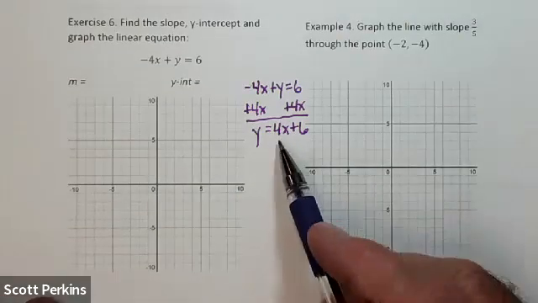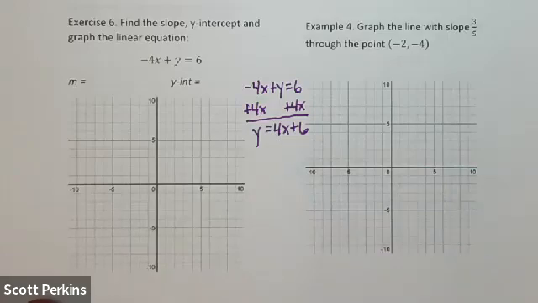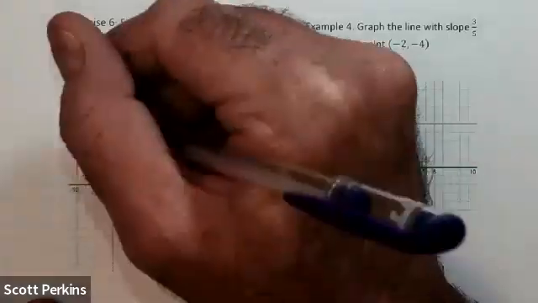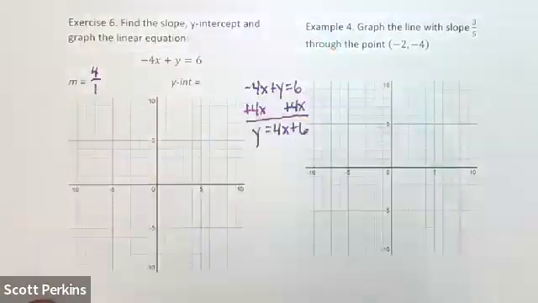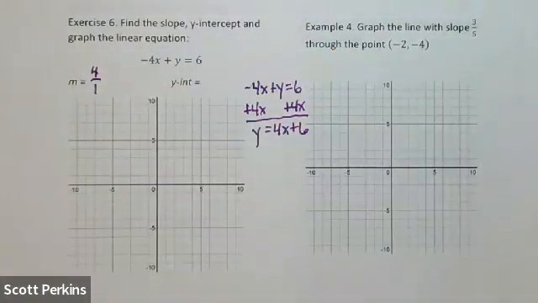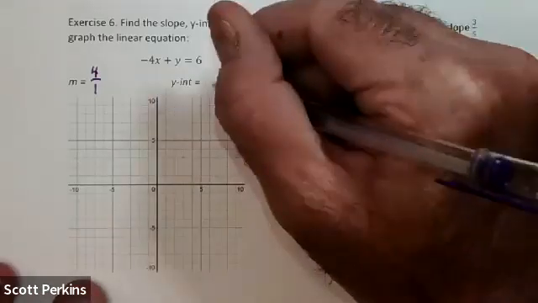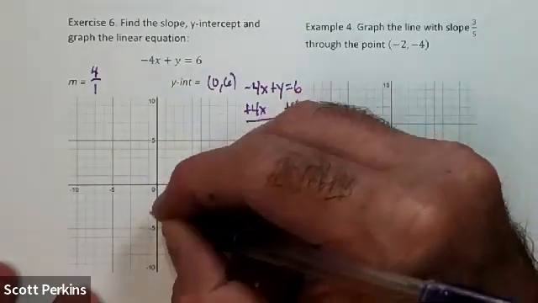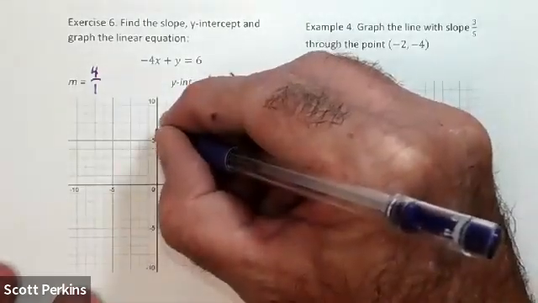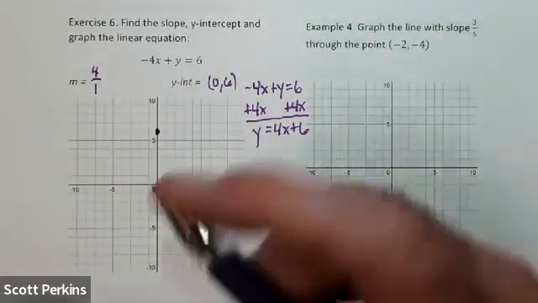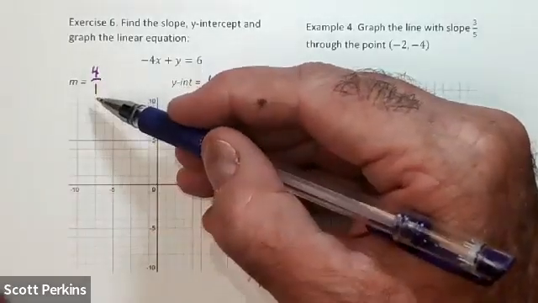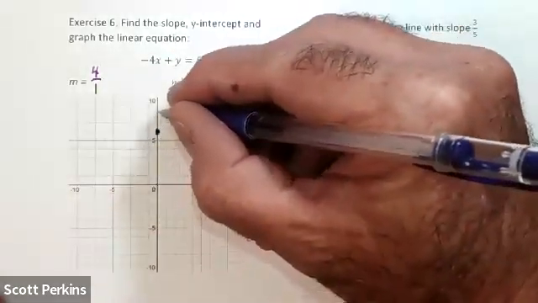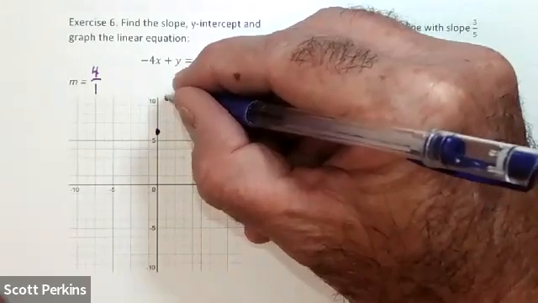So now what is the slope of this line right here? 4, which I'm going to write as 4 over 1. Well done, because we do need a rise and a run, so that's great. And then what's the y-intercept? 0, 6. So I'll go up to 0, 6. So make a dot right here, and then my slope is 4 over 1. That's 4 in the y, 1 in the x. So 1, 2, 3, 4 in the y, 1 in the x.